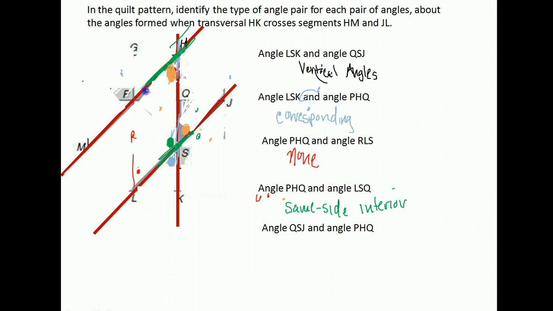What type are they? Well, again, they're between our pair of lines, so they are interior. Are they alternate interior or same side interior? Are they on opposite sides of our transversal or on the same side? Well, notice one's to the left, the other's to the right. They are alternate interior angles.